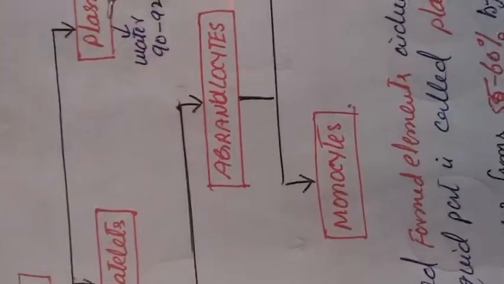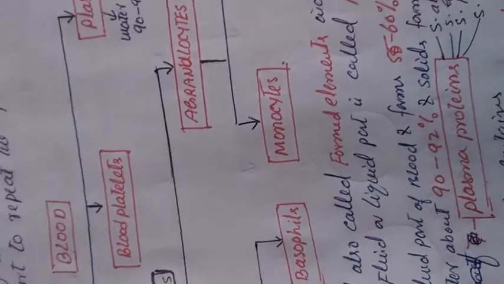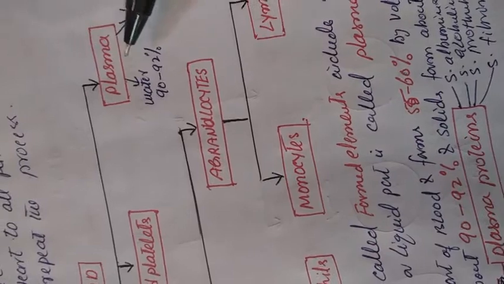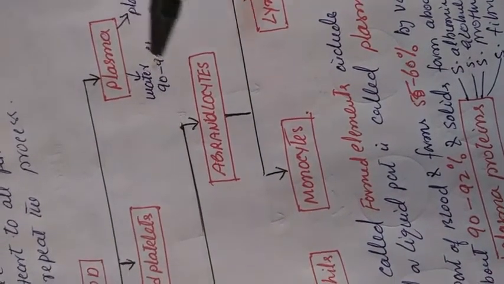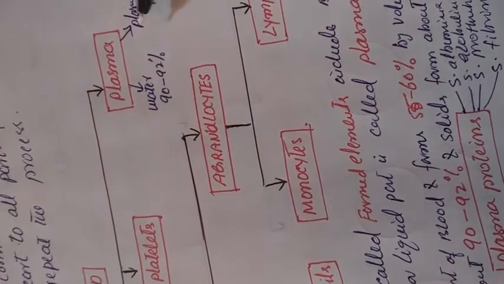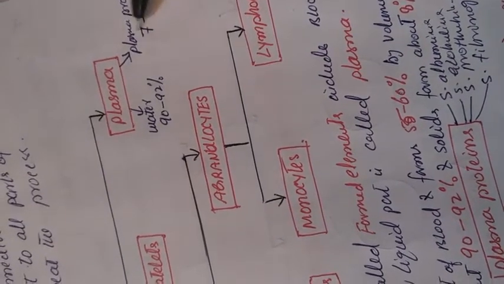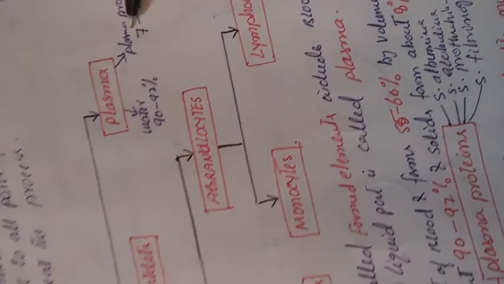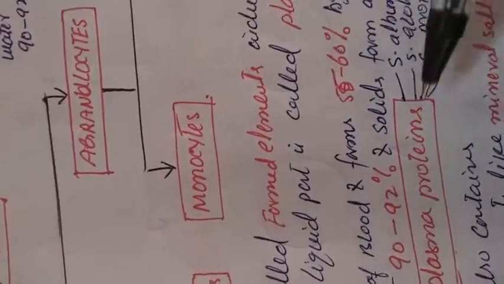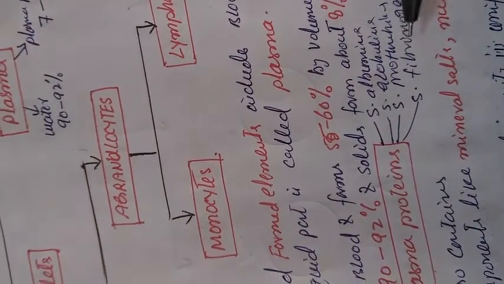Now let us discuss the plasma. Plasma is the fluid part of the blood and forms about 55 to 60% by volume of the blood. It consists of water, about 90 to 92%, and solids form about 8%, which include the plasma proteins. Among these plasma proteins, the important ones are serum albumin, serum globulin, serum prothrombin and serum fibrinogen.